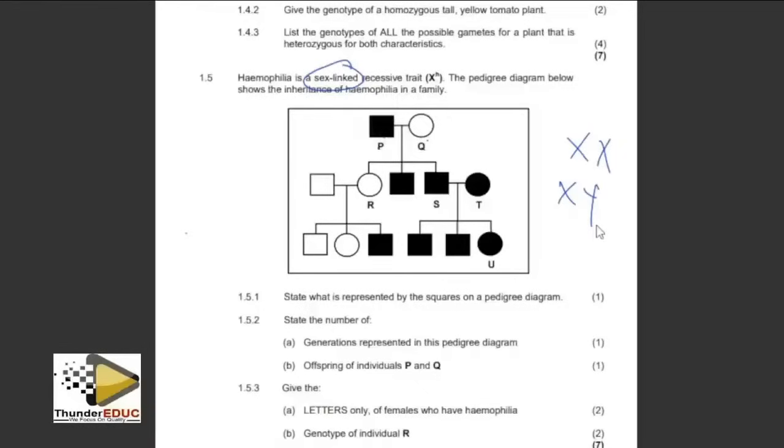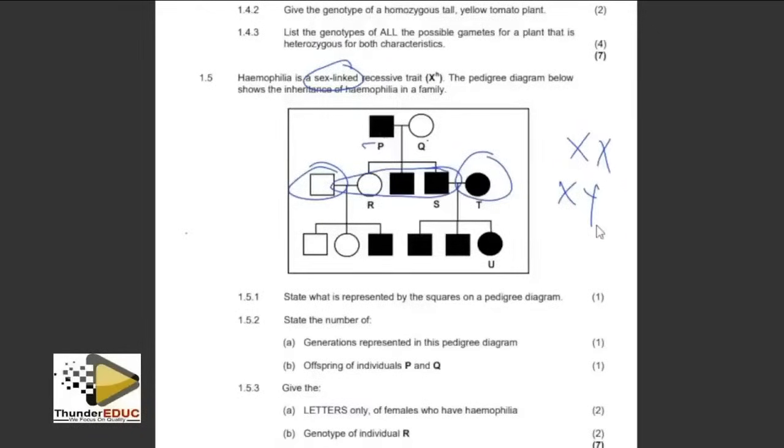All right. How many kids are produced by P and Q? It's 1, 2, 3, 4, 5. I know many people are going to say that. They are not 5. No. This one is an intruder. This one got married to this. This one got married to this. So there are only 3 kids. How many generations are here? 1, 2, 3. There are 3 generations.